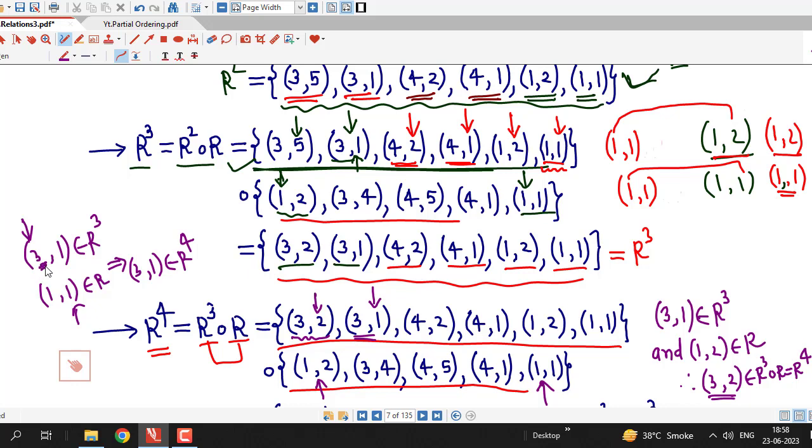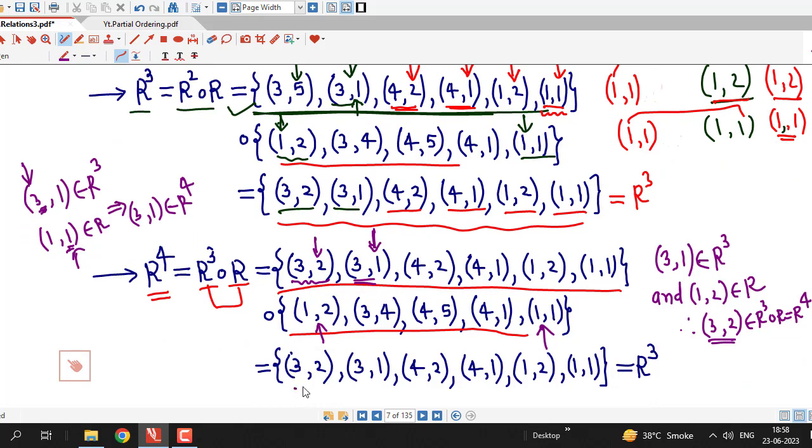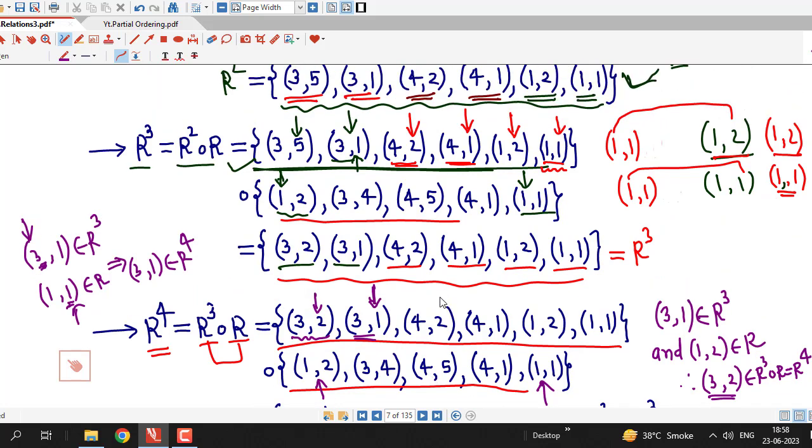I am taking the first component of this ordered pair and the second component of this ordered pair. So what we obtain are the ordered pairs (3, 2) and (3, 1) in R4. So that I have written here. Next ordered pair is (4, 2), but its second component is 2 and there is no ordered pair here having first component as 2. Then we have (4, 1). So (4, 1) has second component as 1, so we can write here (4, 1) belongs to R3 and (1, 2) belongs to R. So we have (4, 2) belongs to R4.